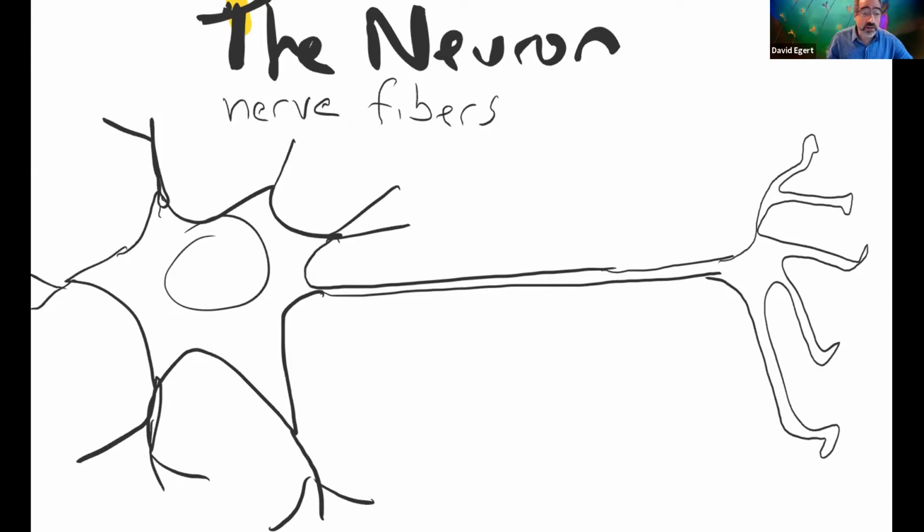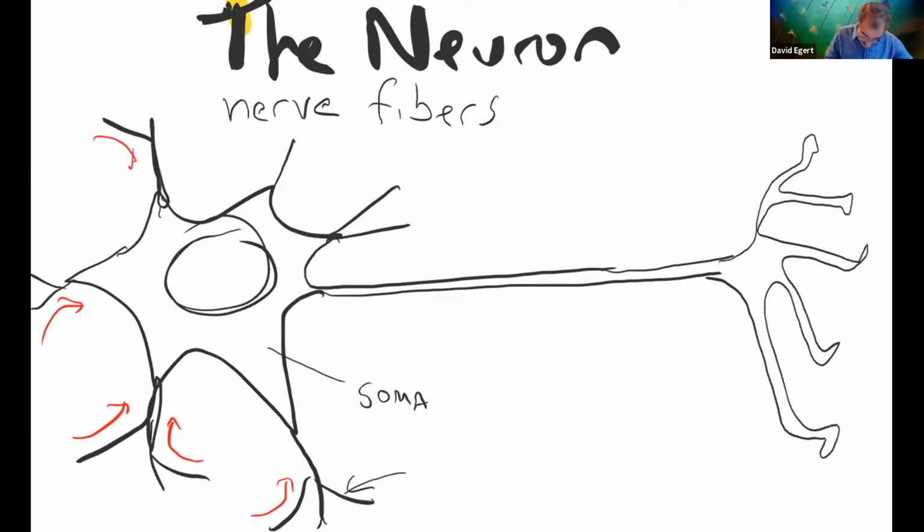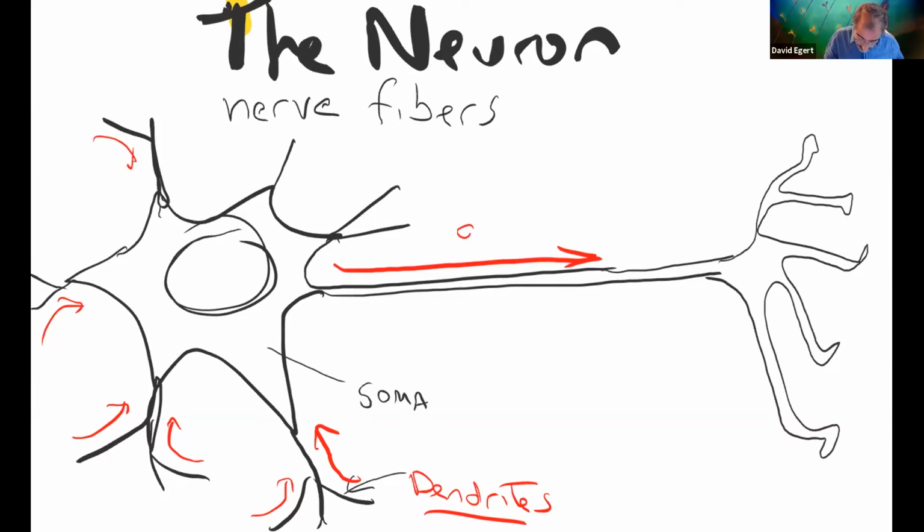A basic neuron has a cell body. The cell body is known as the soma. There are little extensions where messages are typically coming in, which we call the dendrites. Dendrites just mean little branches. So again, the dendrites are these incoming messages. There's usually one main long extension where messages are going out, and that's the axon.